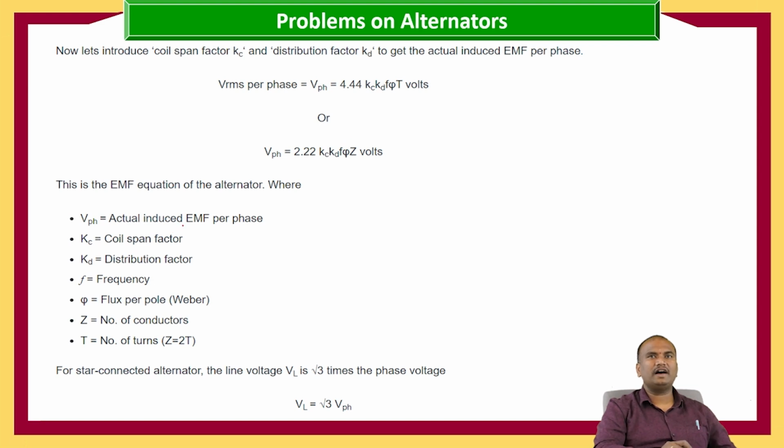Here V phase is the actual induced EMF per phase, Kc is coil span factor, Kd is distribution factor, f is frequency, phi is flux per pole in Webers, Z is number of conductors, and T is number of turns. If it is a star connected alternator, the line voltage will be equal to root 3 times the phase voltage. That is VL is equal to root 3 into V phase. If it is delta connected, VL is equal to V phase.